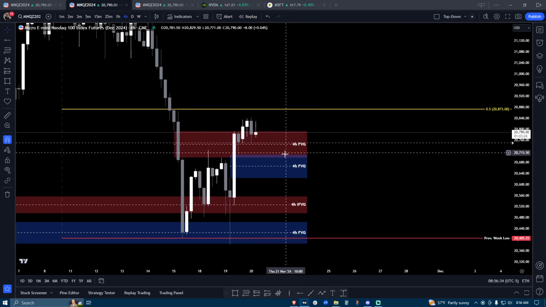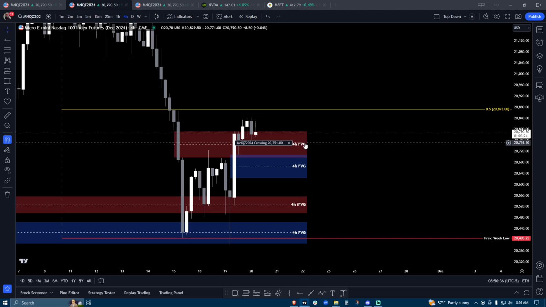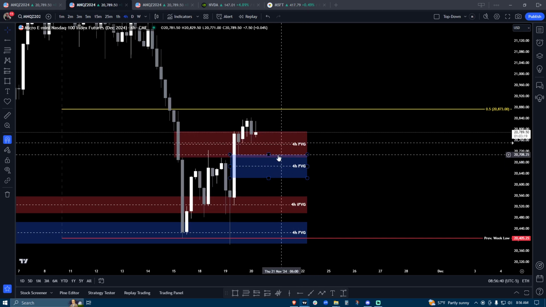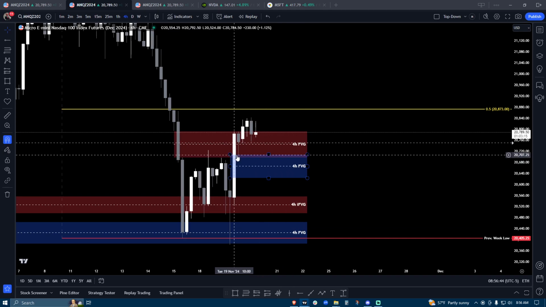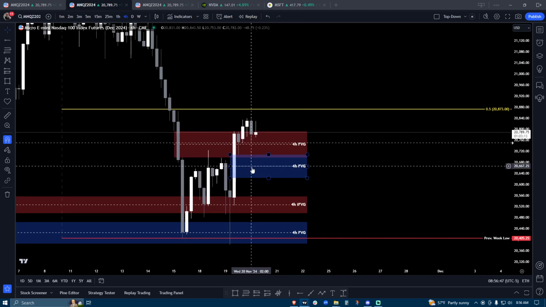So that is scenario 1 and 2, 50% of this 4-hour fair value gap, or anywhere in this 4-hour fair value gap, since it hasn't even been retraced back into yet.